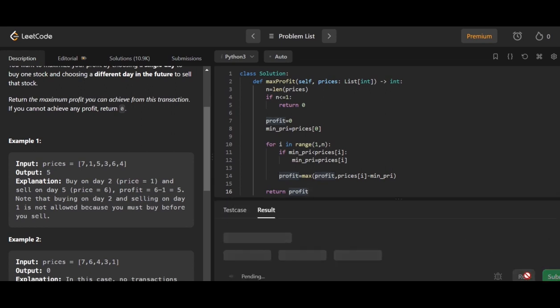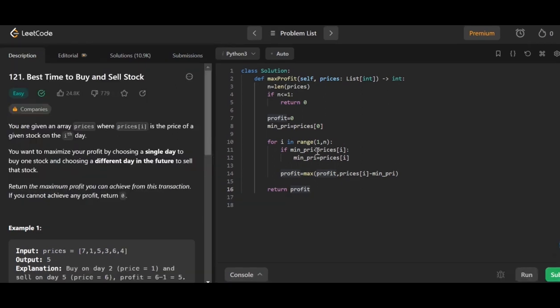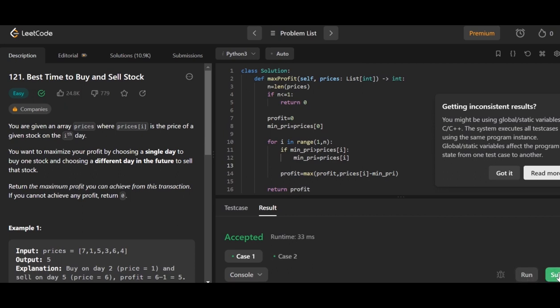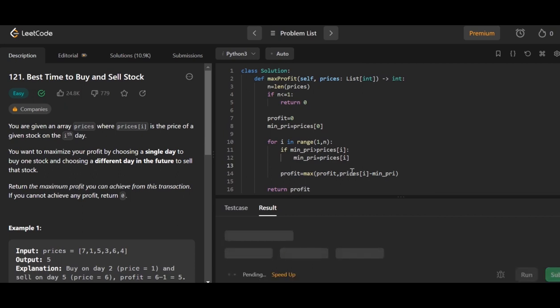Let's try to run. It's giving us some error. Let us check. Okay, so here is the error, people. This value should be greater than, then only it will be updated. Okay, if it is greater, then only it will be updated with the present value, then only it will be the minimum one. Okay, now let's try to run this. Yes, it's running perfectly. Submit.